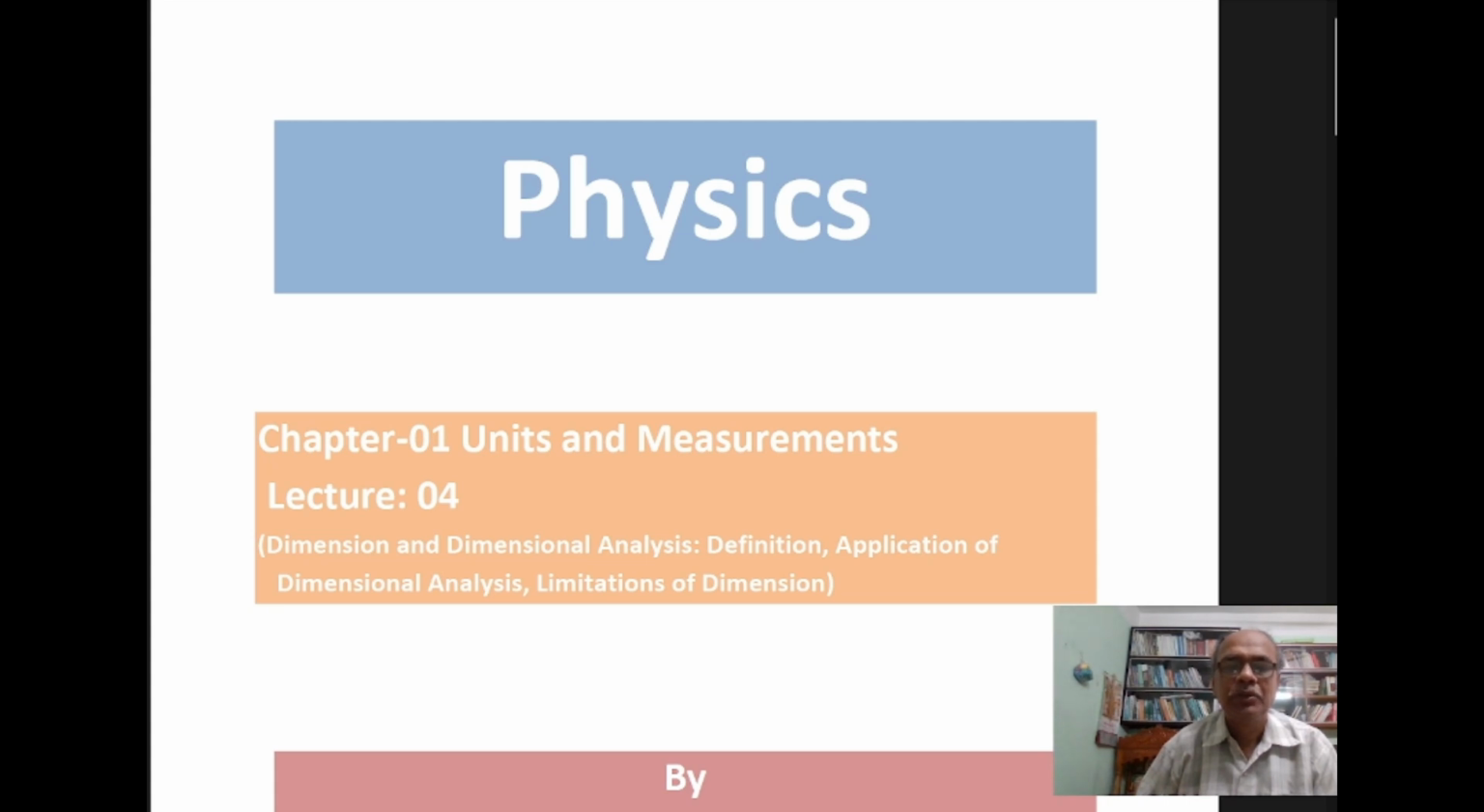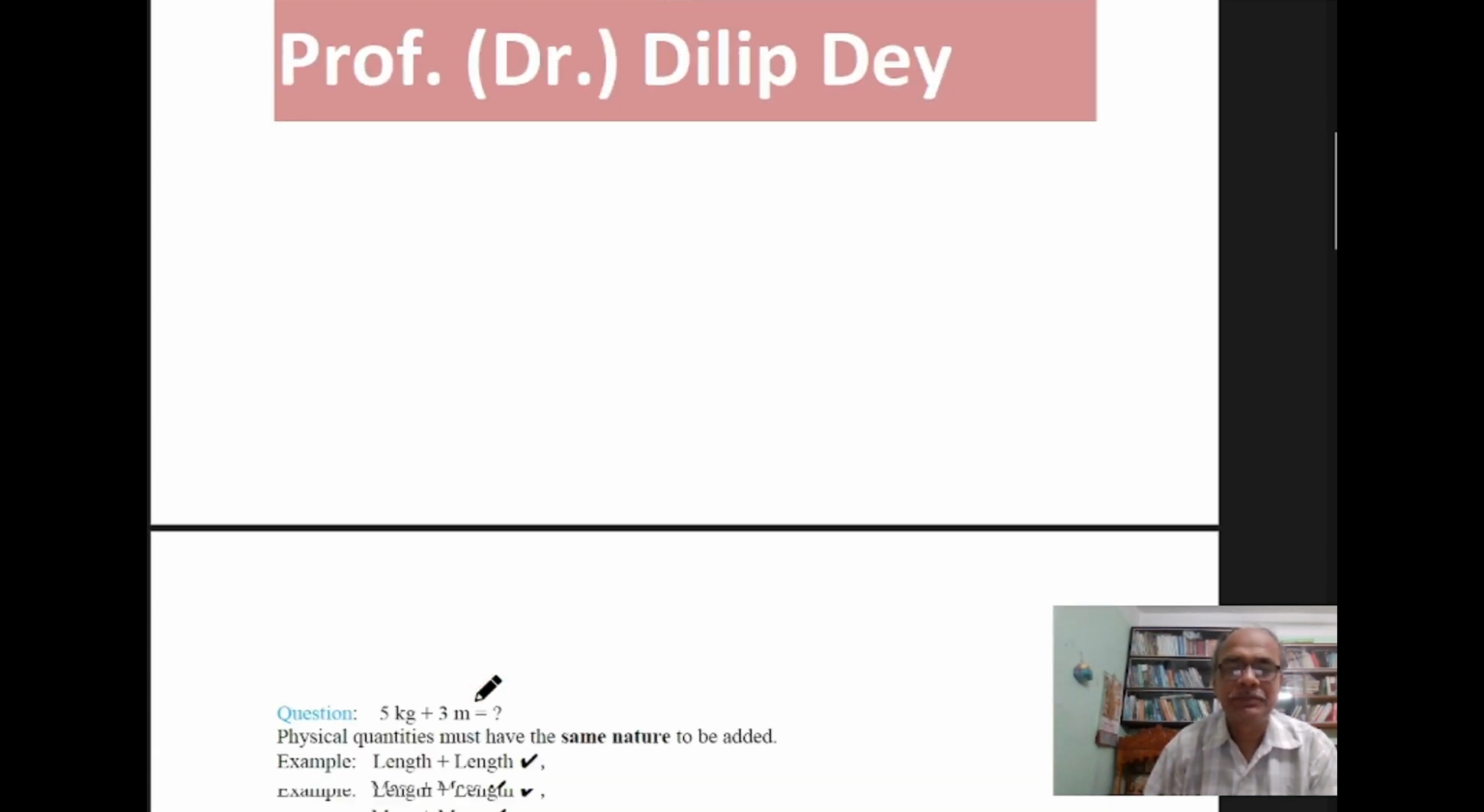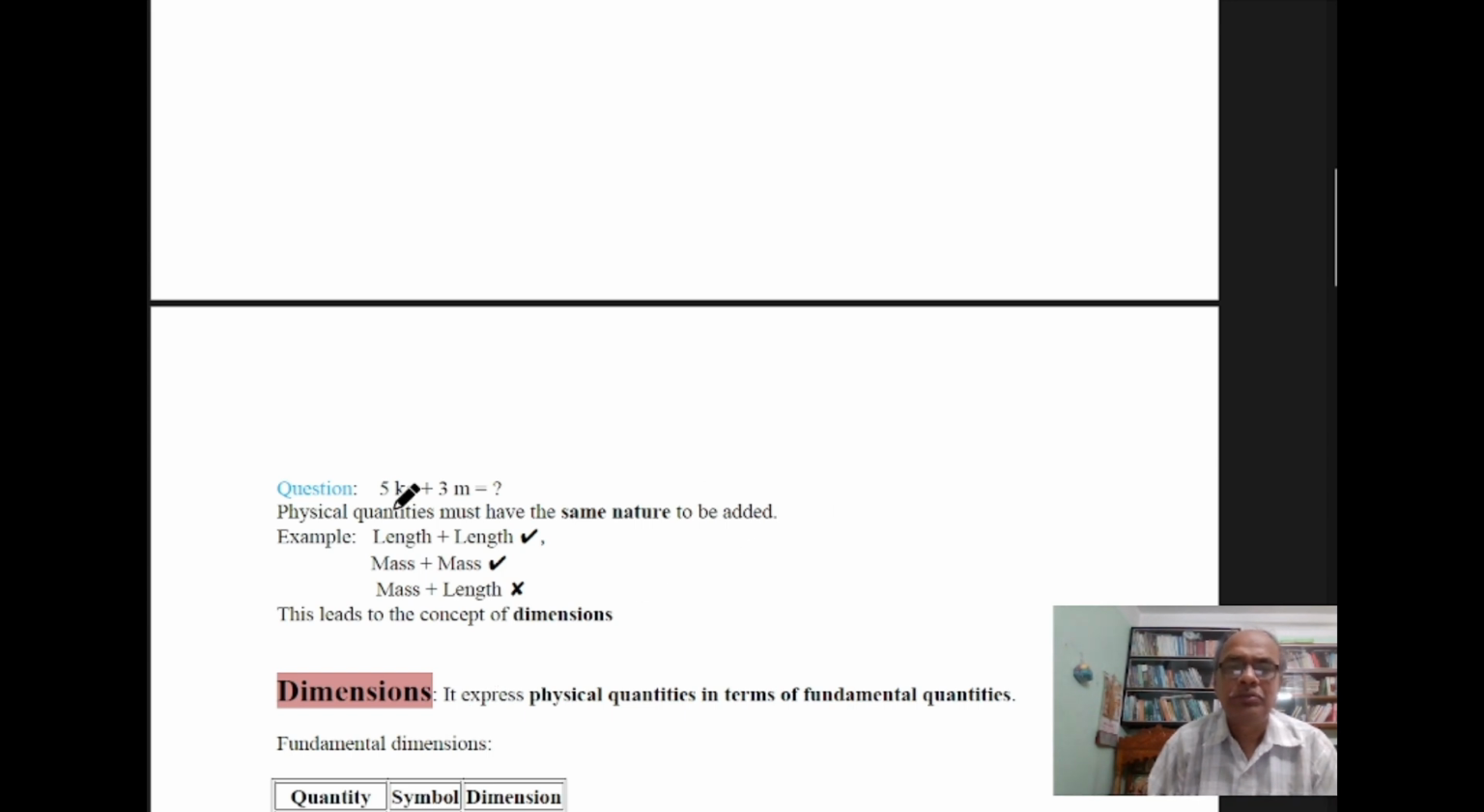Hello students, today we will start the fourth lecture of unit and measurement, which is related to dimension and dimension analysis. Now we'll start with one question. If we ask to add these two numbers, 5 kg plus 3 meter, can we add it? No. The answer is no, because physical quantities must have the same nature.